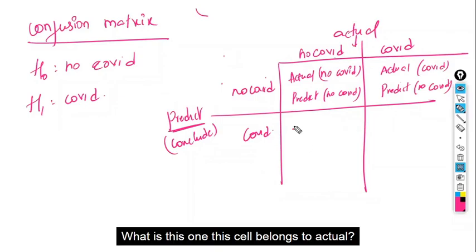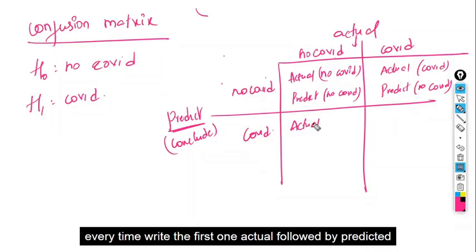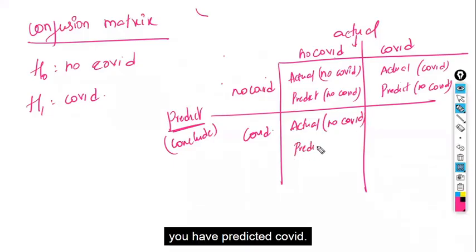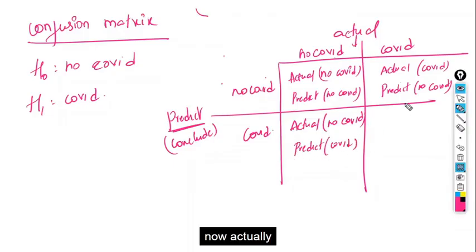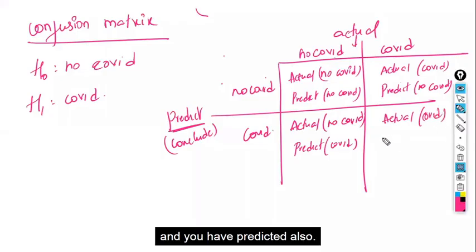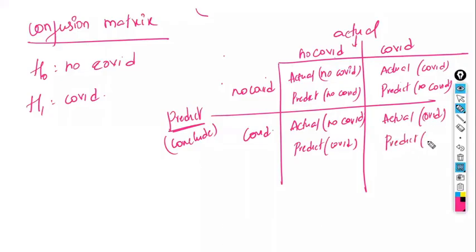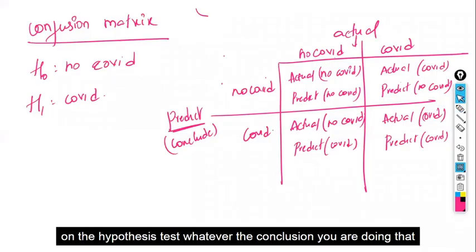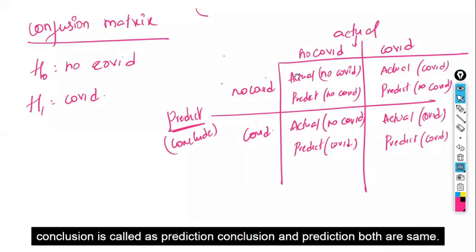What is this one? This cell belongs to actual. Every time write the first one actual, followed by predicted. Actual was no COVID, predicted is COVID. Now actual is COVID and you have predicted also COVID. Right? Now predicted means nothing but concluded. Based on the hypothesis test, whatever conclusion you are making, that conclusion is called prediction. Conclusion and prediction both are the same.